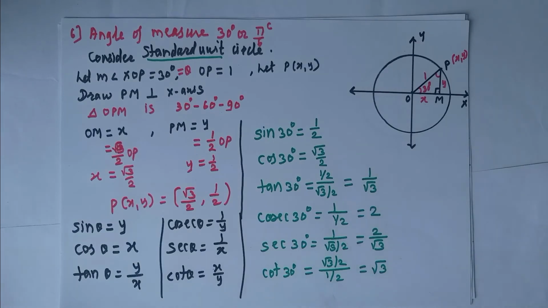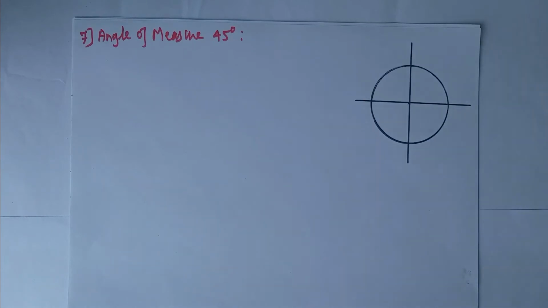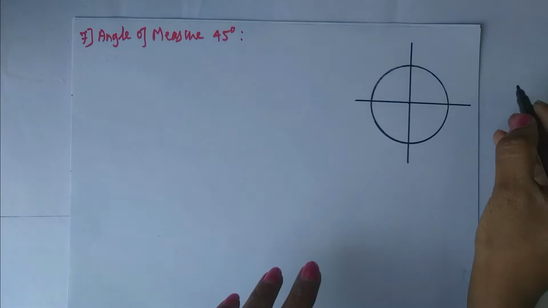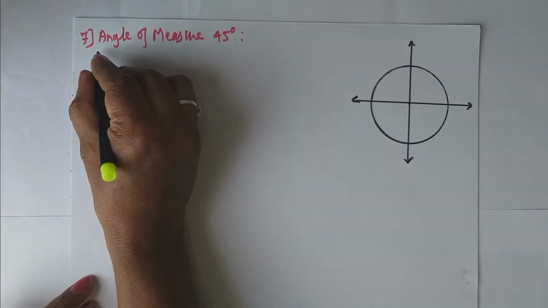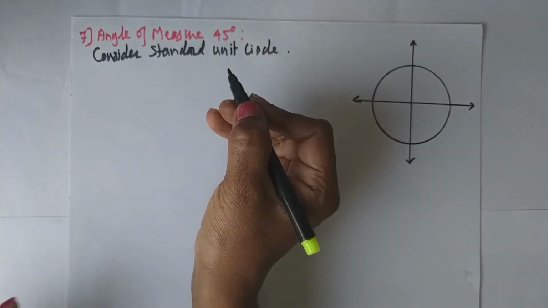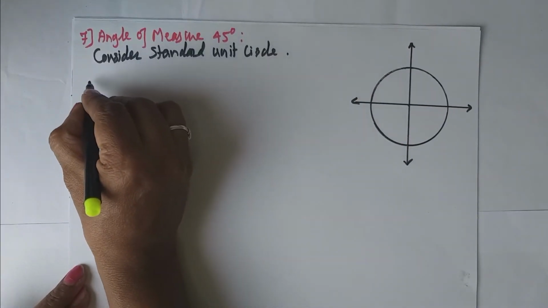Okay, let's see one more example. Now we will find the trigonometric functions of the angle of measure 45 degree. Again, consider the plane coordinate system, consider the standard unit circle. We have to find the trigonometric functions of the angle of measure 45 degree.